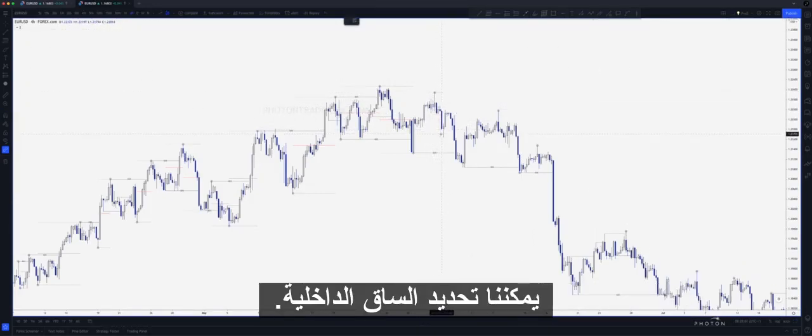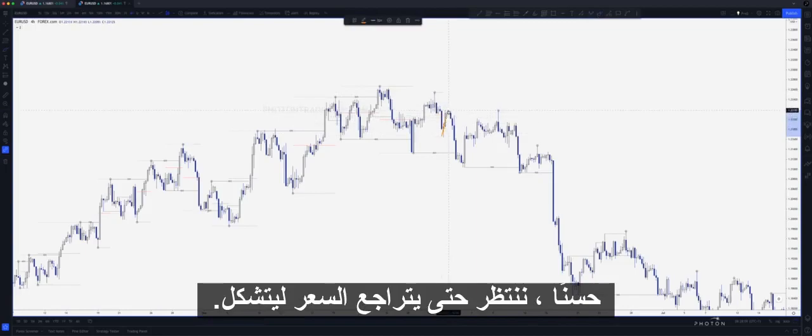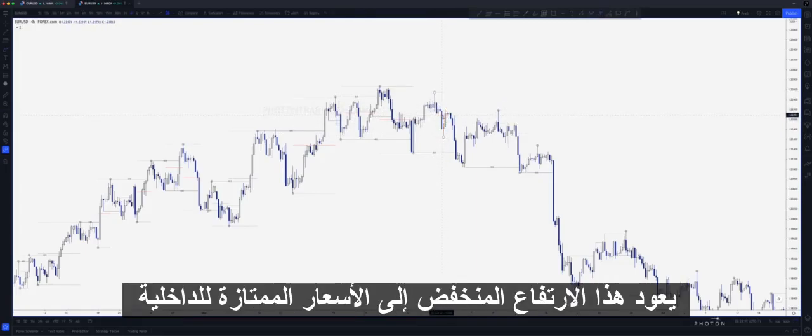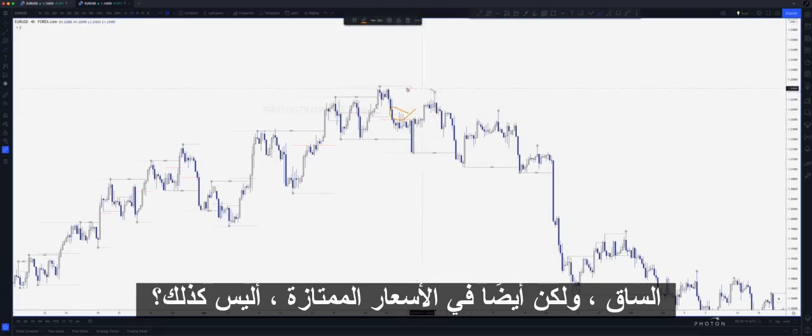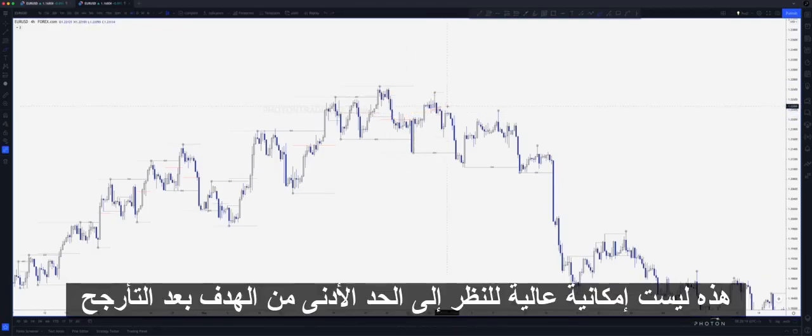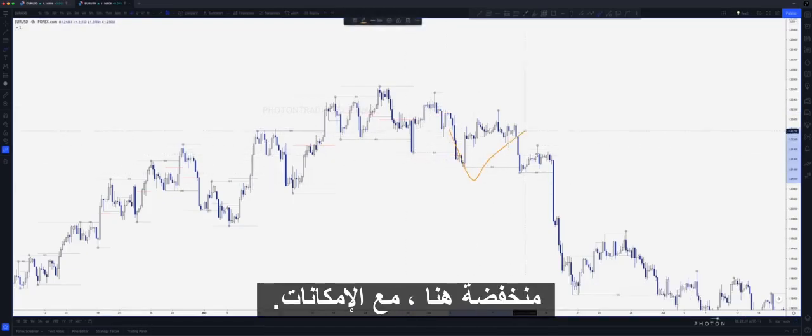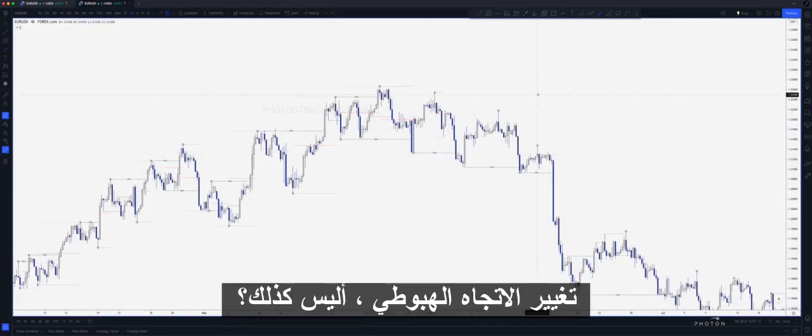We can mark out the internal leg, right? We wait for price to pull back up to form that lower high. Comes back into the premium prices of the internal leg. We're also in the premium prices, right, of the swing leg. That's now a high probability to look at a minimum target of this swing low here, with the potential you can be in the long-term bearish trend change, right?